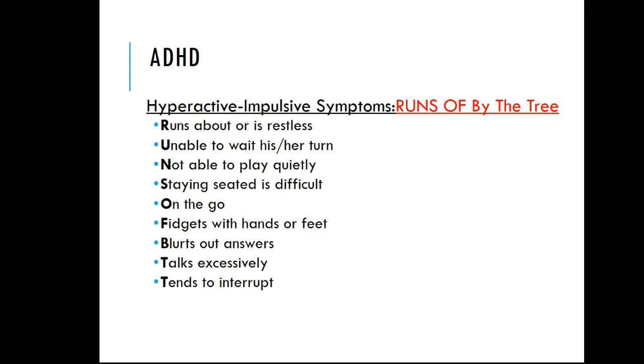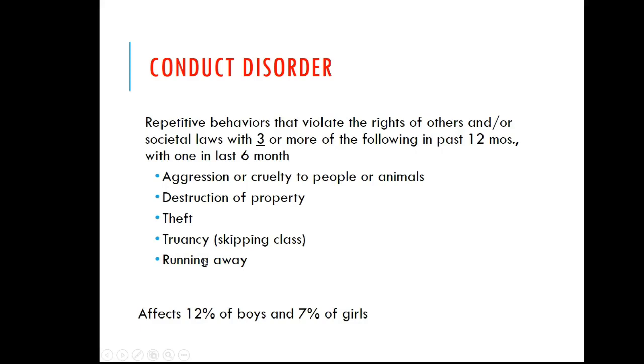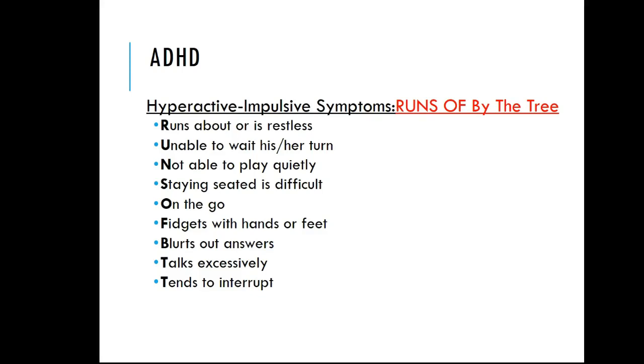The R stands for runs off, or is restless. U for unable to wait for his or her turn. N standing for not being able to play quietly. S standing for staying seated, or it's very difficult for the child to stay seated. O for on the go. F for fidgets with hands or feet. B, blurts out answers. The T of 'the' talks excessively, and the T of 'tree' tends to interrupt. So that sums up ADHD and different issues that were related to ADHD, types of ADHD.